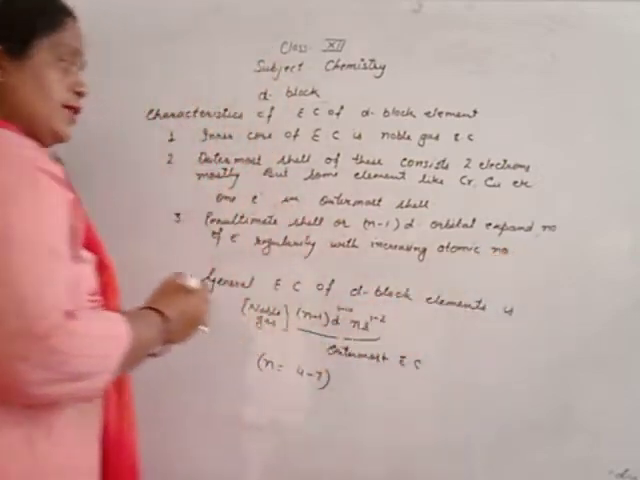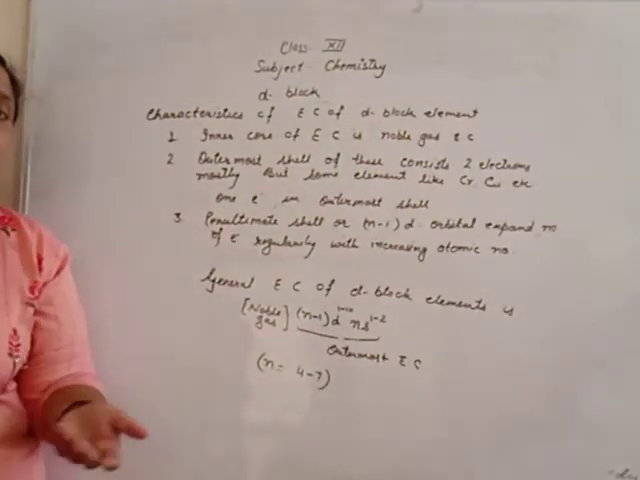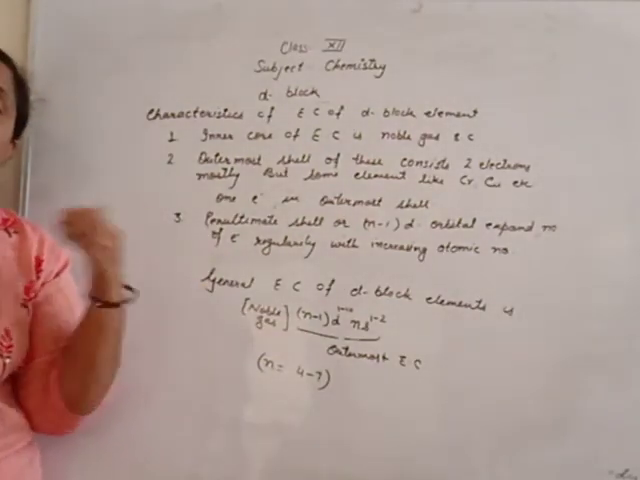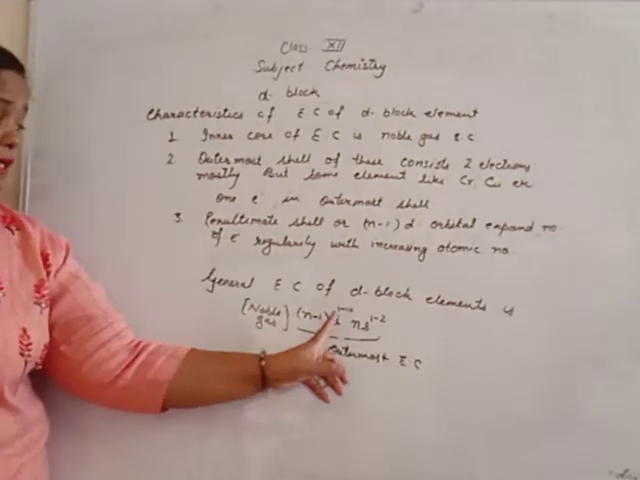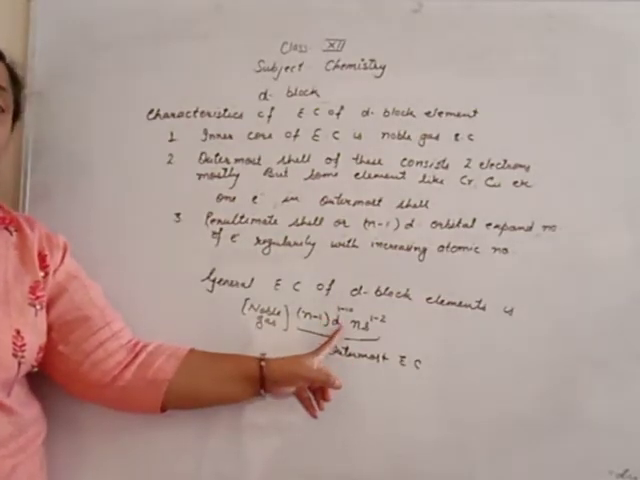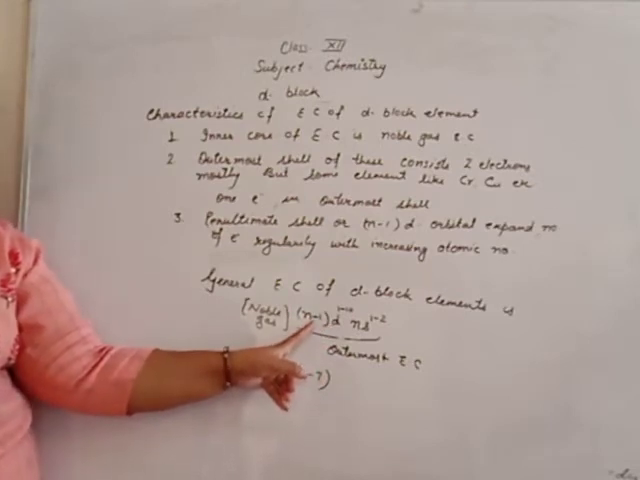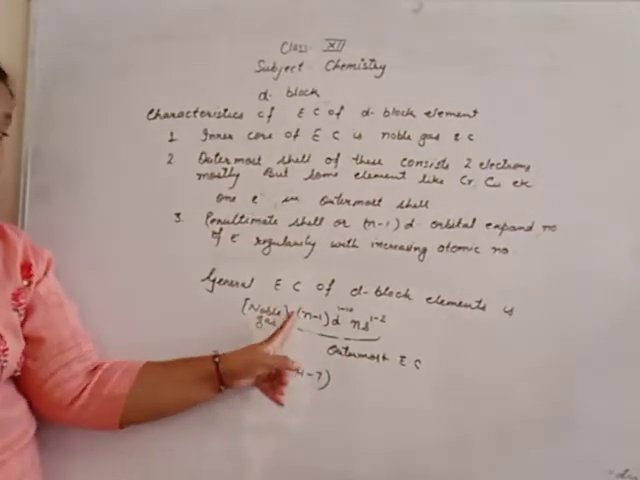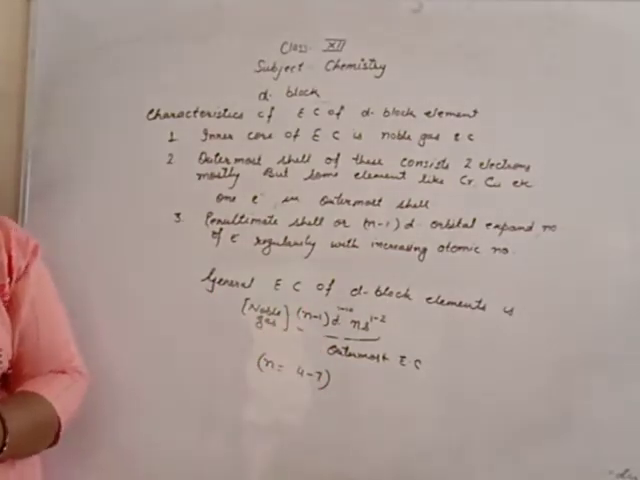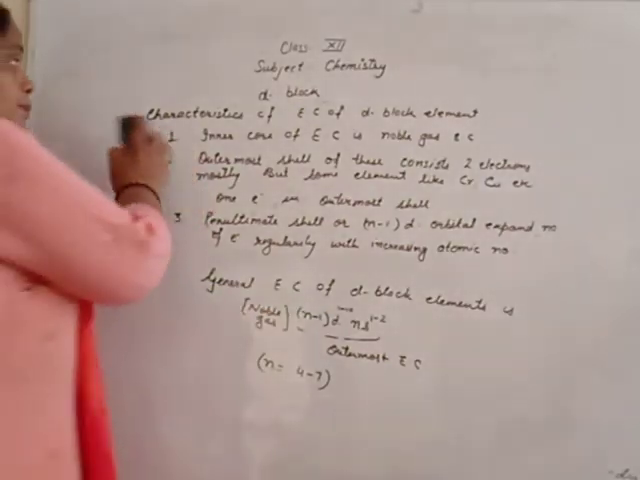When you increase the atomic number, you shift the element from one to another. Atomic number automatically increases. If the atomic number increases, the electron will enter the (n-1)d orbital, that is the d orbital of the penultimate shell. So the electronic configuration expands only here. Clear?